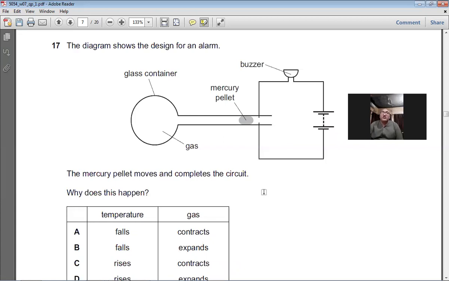The diagram shows the design of an alarm. The mercury pellet moves and completes the circuit. So here you have a mercury pellet. When the temperature rises, this gas will expand. It will push this drop towards this opening. When the drop comes into this opening, the path of the current will be completed and the bell, or the buzzer, will ring.